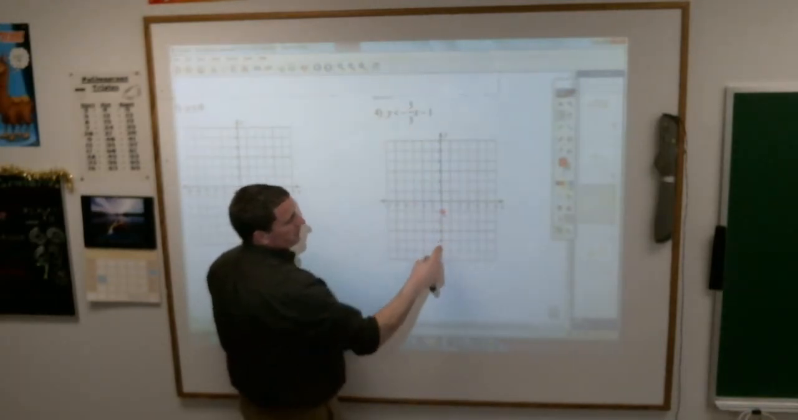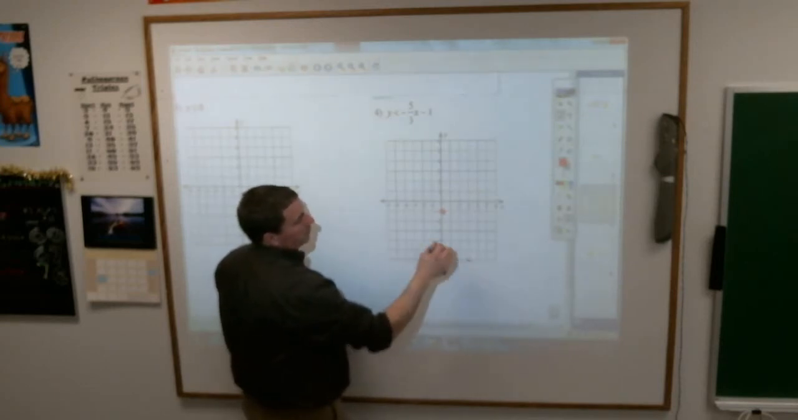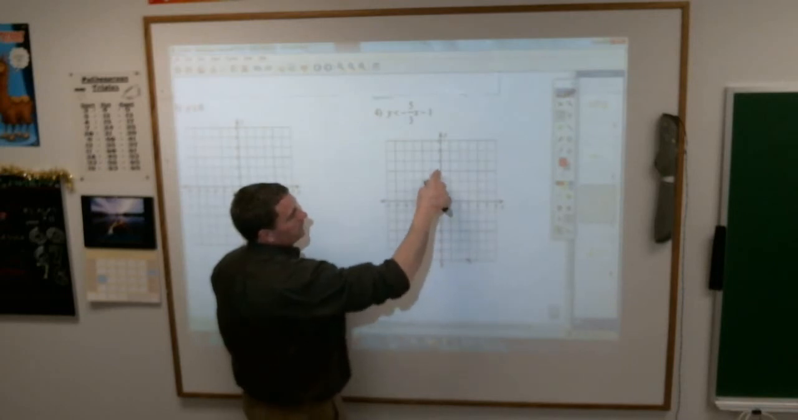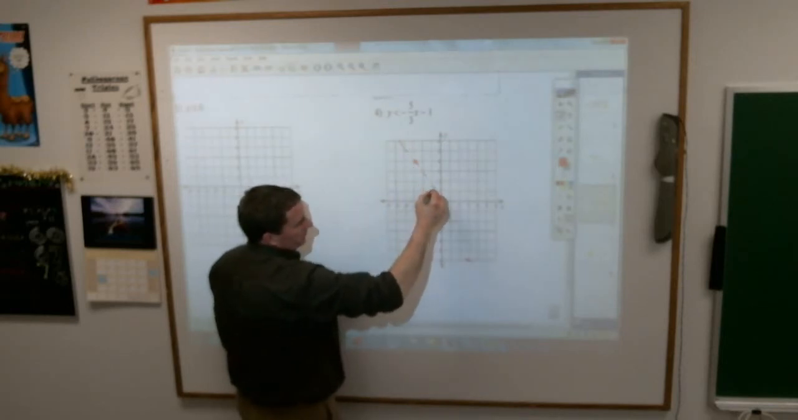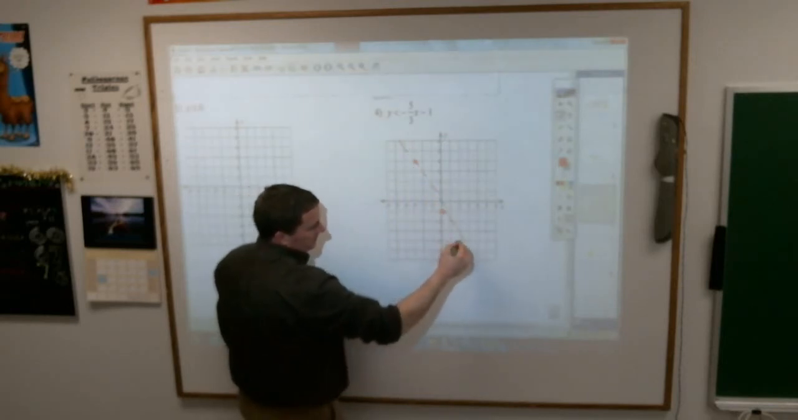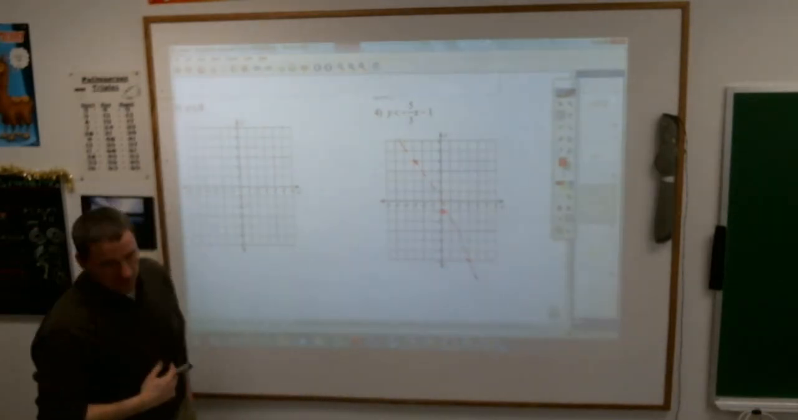1, 2, 3, 4, 5. Positive or negative slope? Negative. Negative, so I'm going to go 3 this way, or up 5. 1, 2, 3, 4, 5 over 1, 2, 3. This has to be a dashed line, and I'm going to draw it freehand because I want to take the time with it. It's a dash because it's not equal.